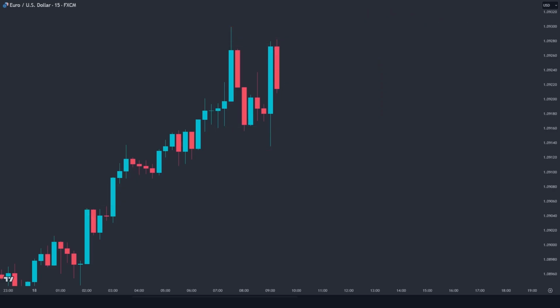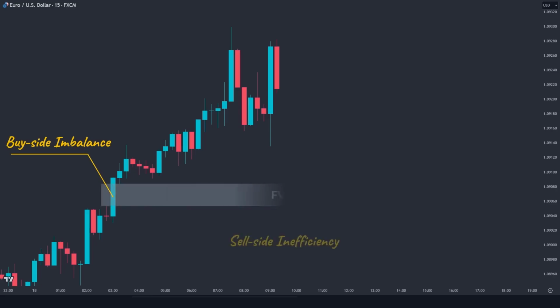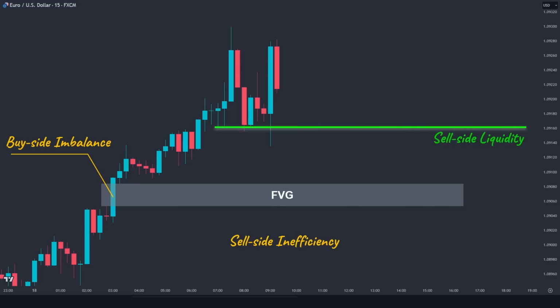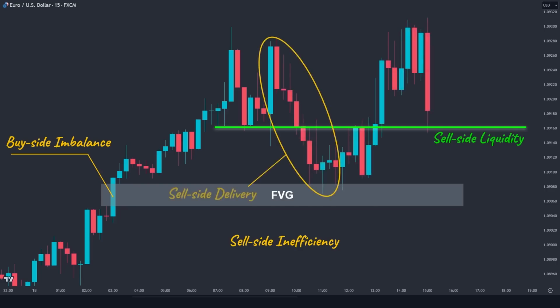So, if we get back to the time before the movement happened, what do we have here? We have a buy-side imbalance, which means the buyer has strongly overcome the sellers. And we have sell-side inefficiency, which means that the price should refill this inefficient area to restore the balance. Also, we have this area of equal lows, which contains lots of sell-side liquidity. So basically, we had a sell-side delivery engaging the sell-side liquidity, which is stop losses and sell stops below this level, rejecting the FVG area. And then we have a buy-side delivery that targets the buy-side liquidity, which is the buy stops above these equal highs.